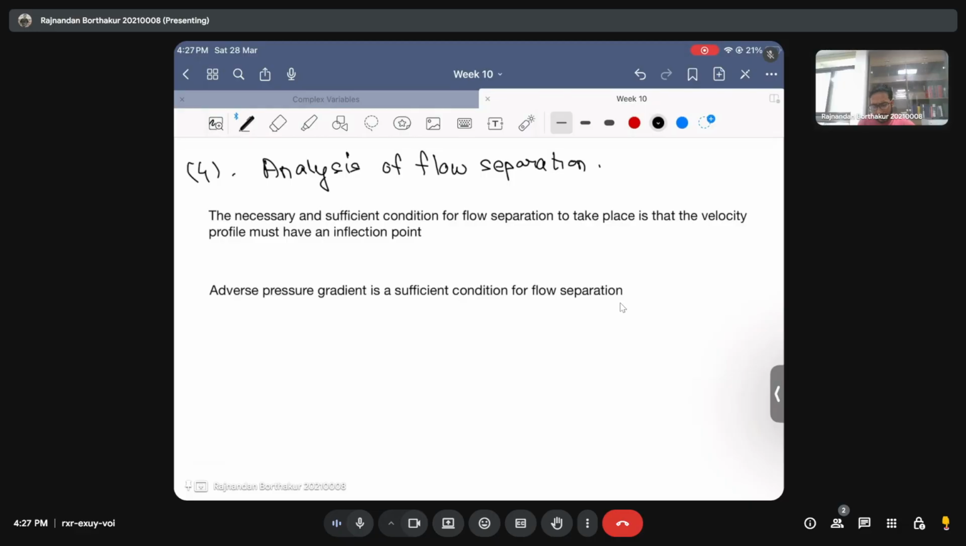It says that the necessary and sufficient condition for flow separation to take place is that the velocity profile must have an inflection point. The second statement says that an adverse pressure gradient is sufficient for flow separation. So you just need to tell me which of the following is true and which is false. So I would say that the first statement is true, but the second statement is actually false. Okay, and I'll argue why this is the case.